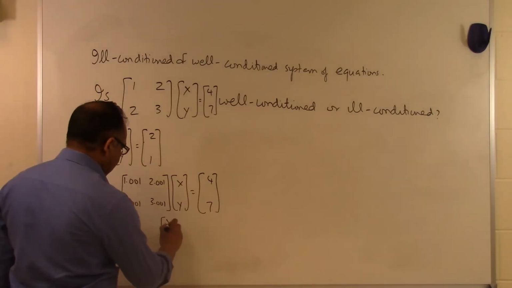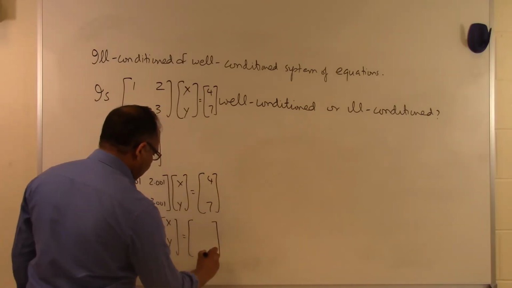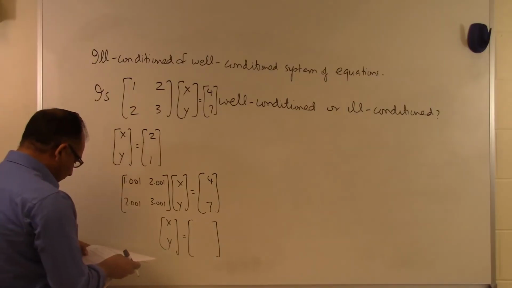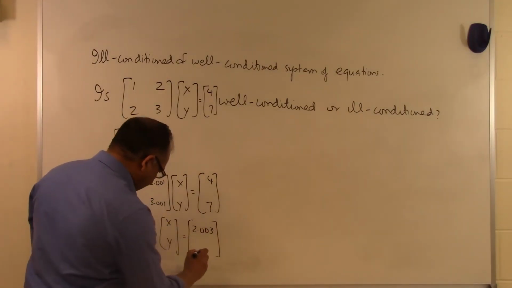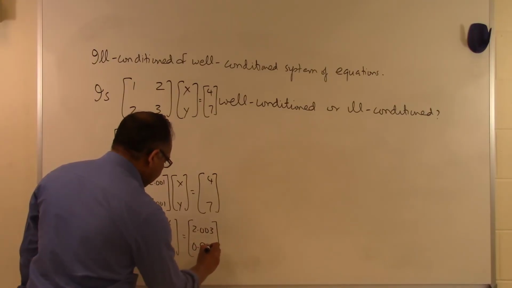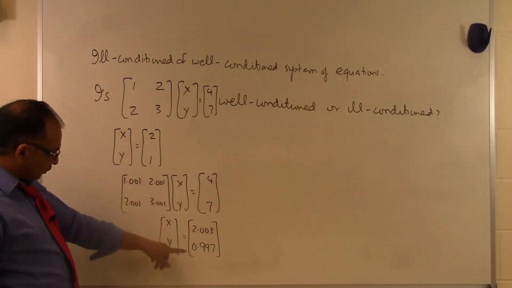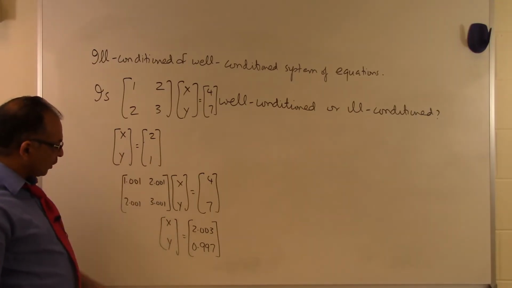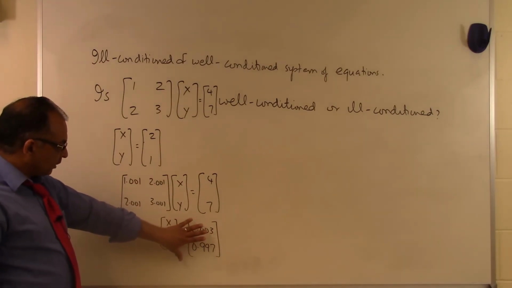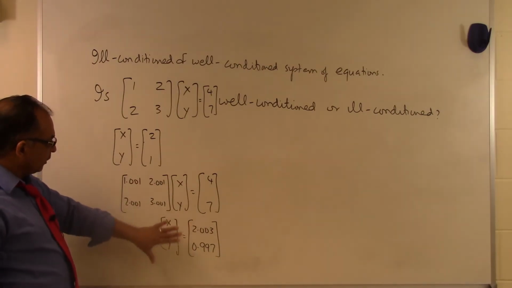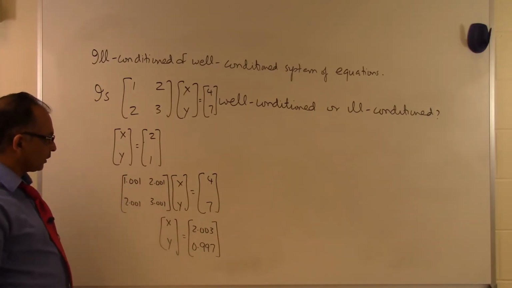And so what I get for x, y, when I solve these two equations in two unknowns by hand or by calculator or by MATLAB, I get 2.003 and 0.997. And you can very well see that 2.003 is very close to 2, 0.997 is very close to 1. So a small change in the coefficient matrix did not result in a large change in my solution vector. A small change in the coefficient matrix resulted in a small change in my solution vector.